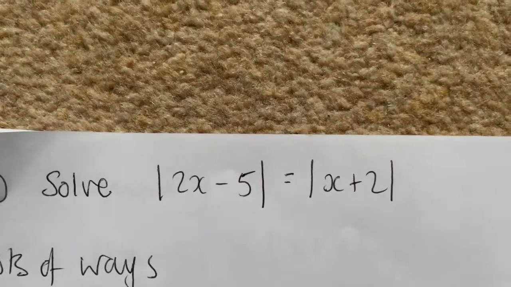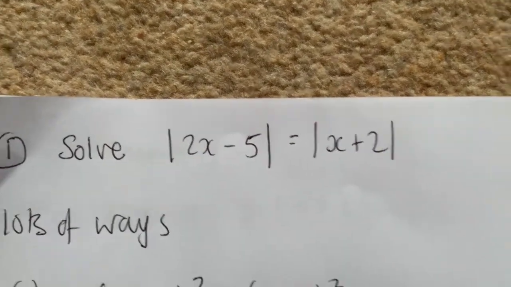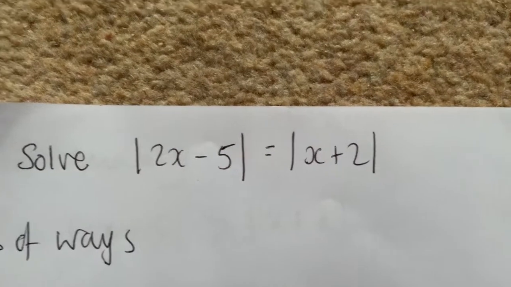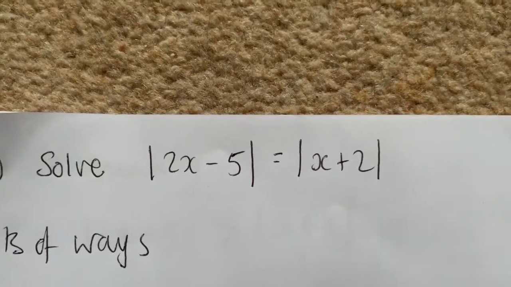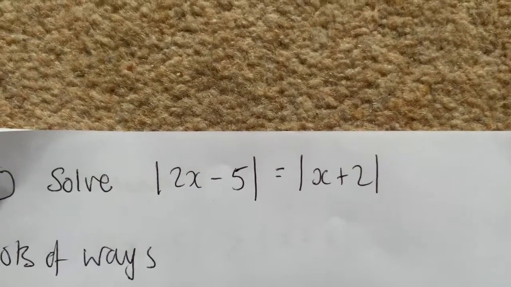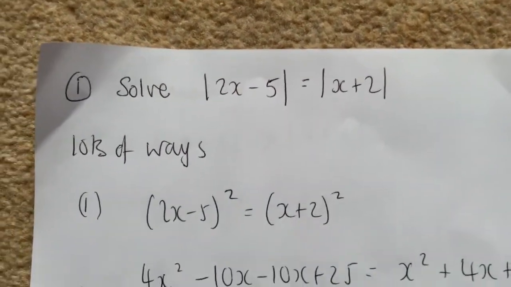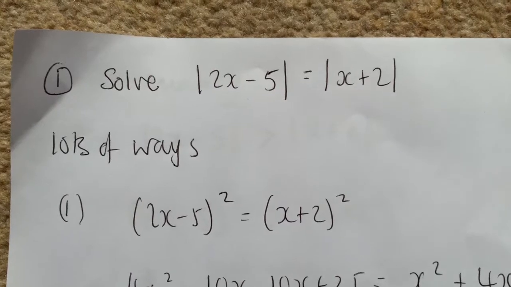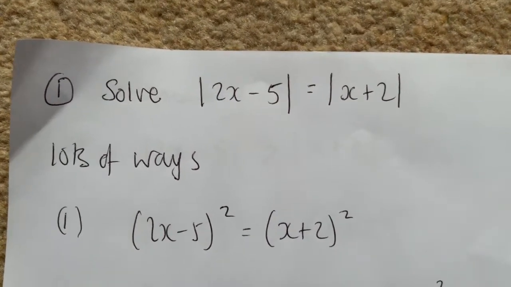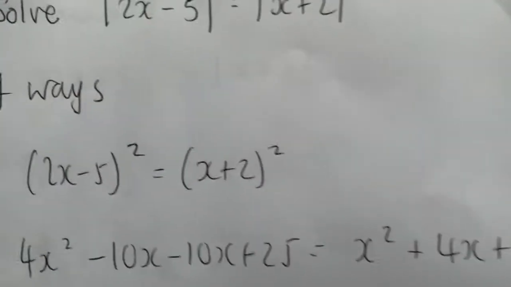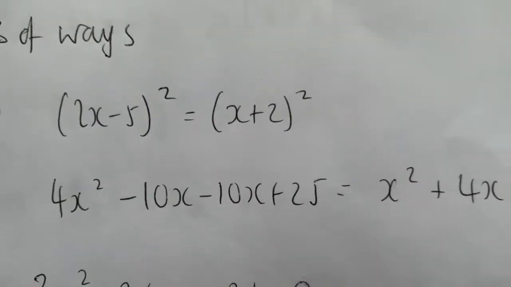Solving modulus equations. If you've got an equation with modulus on both sides like this, it's the most straightforward, and there are loads of ways you can do it. You can square both sides, but you can only really do this with ease if you've got a modulus on both sides. If you square both sides, you're just going to turn it into a quadratic equation.